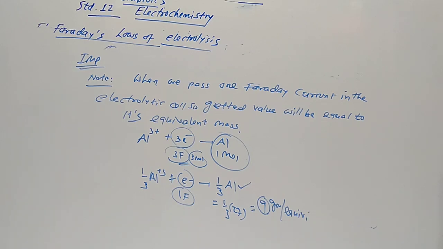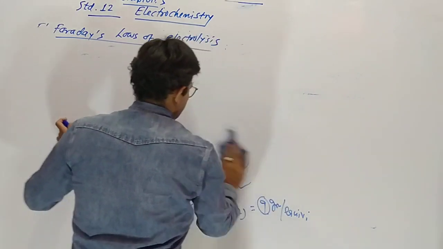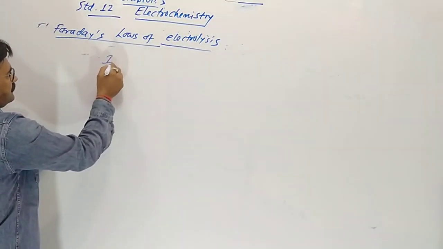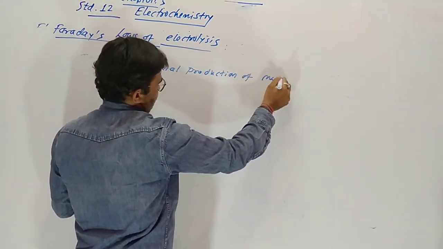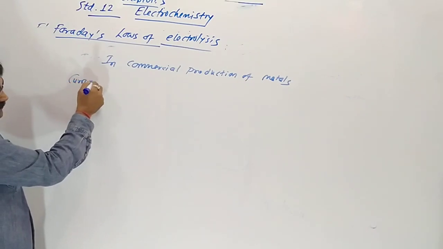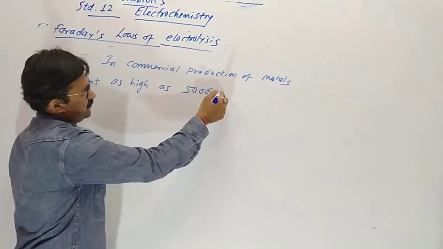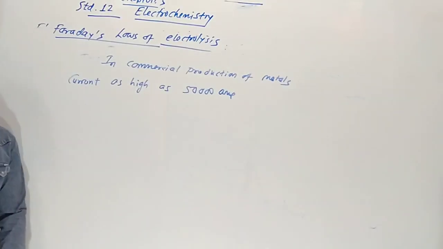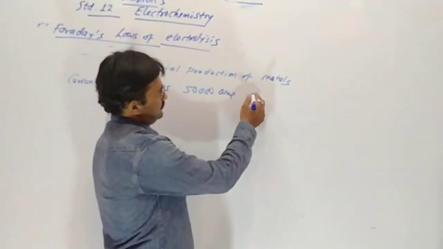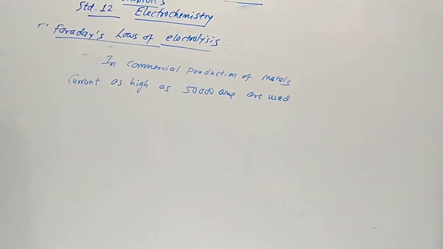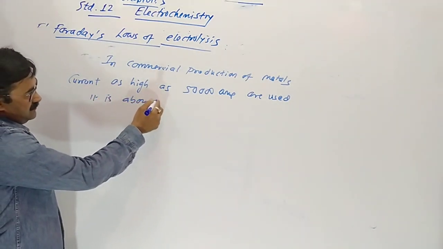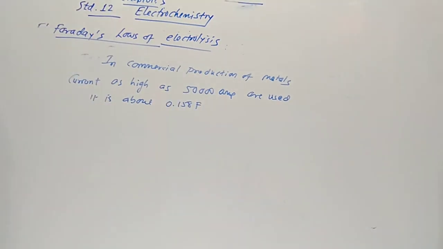In commercial production of metals, the current used is high, about 50,000 ampere, in the industries. It is about 0.518 Farad.